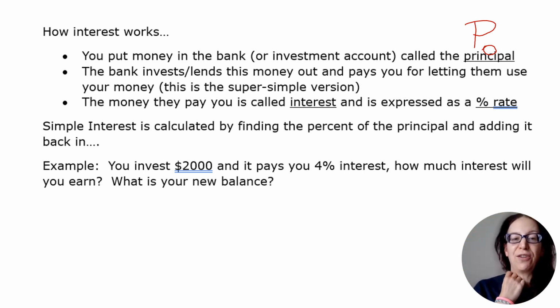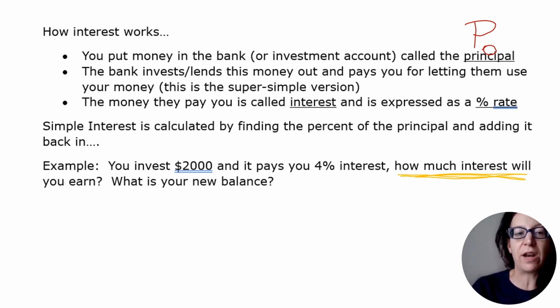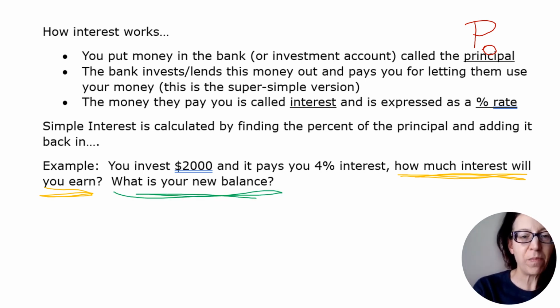So suppose you take $2,000 and it pays you 4% interest. How much interest will you earn, and what is the new balance? I want to make sure that we're looking at the two different questions, because on a multiple choice test, you can be asked either question, but probably not both. You do need to read the question carefully, because this is an easy spot to trip up on. So basically what we would do is find 4% of 2,000.